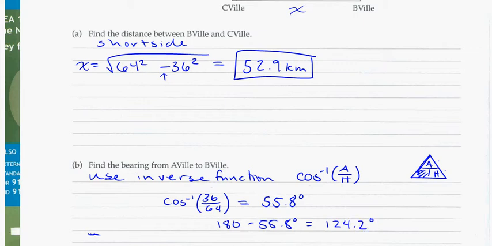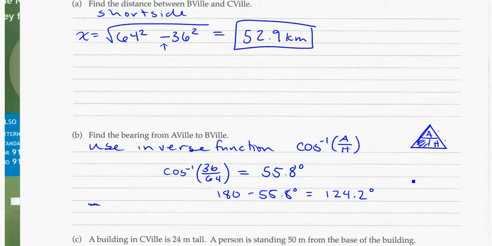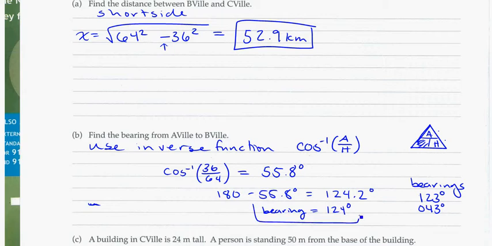Now catch yourself here. Bearings can only have 3 numbers, always something like 1, 2, 3 degrees, or 0, 4, 3 degrees. So we need to round and get rid of that decimal. So our final answer would be 1, 2, 4 degrees as your bearing. Okay.